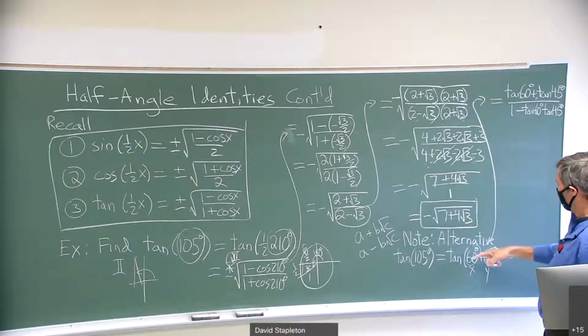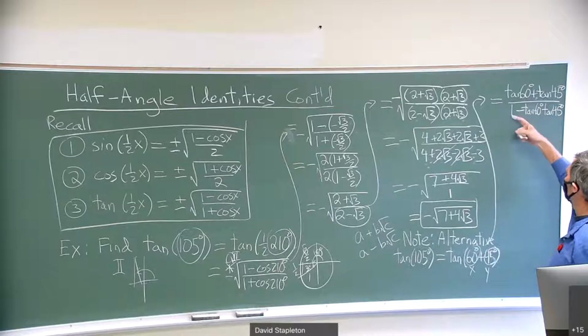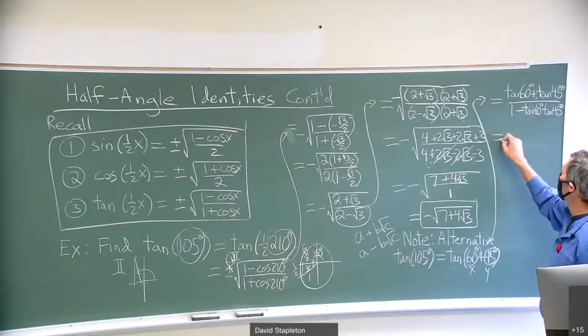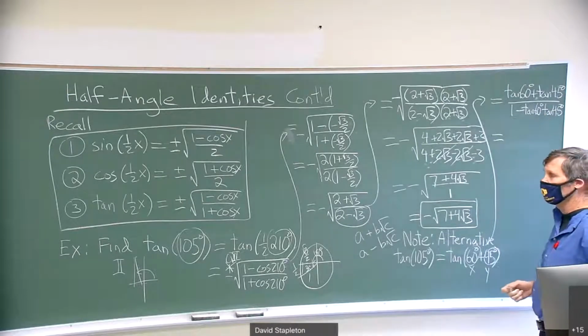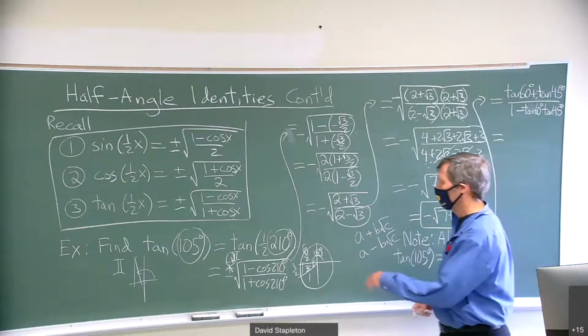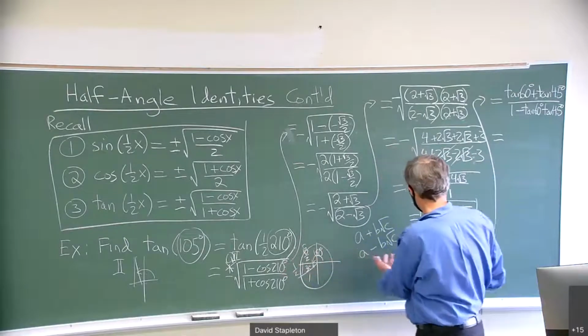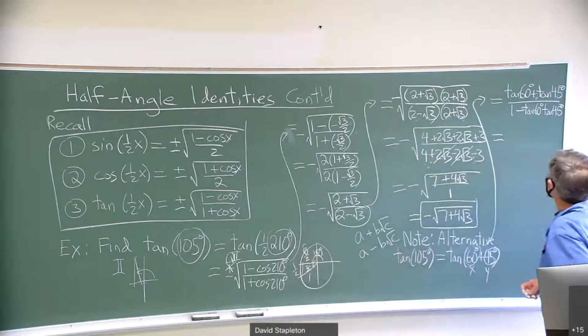But tangent of the sum is tangent plus tangent over 1 minus tangent times tangent. And we can evaluate this way because these are special angles. So you have an alternative on multiples of 15 degree angles. You can either do the half angle formula or you can do a sum or difference identity.